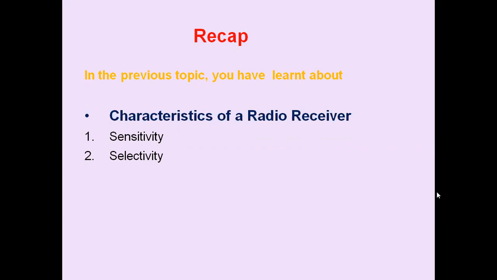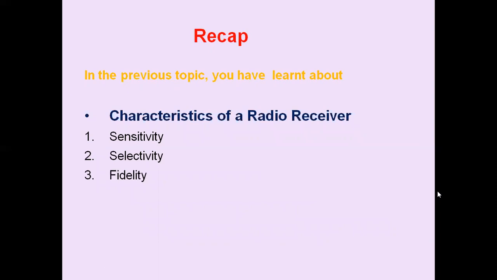The next characteristic is the selectivity. It is the ability of the radio receiver to pick up the wanted signal and to reject the unwanted signal. That means it has to select the wanted signal and attenuate the nearby adjacent signals.